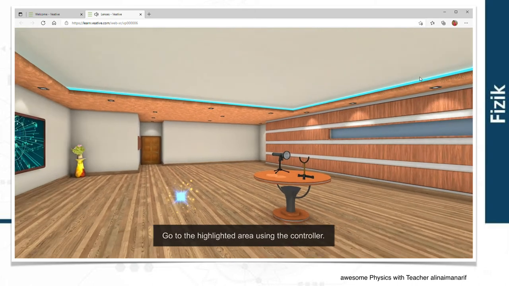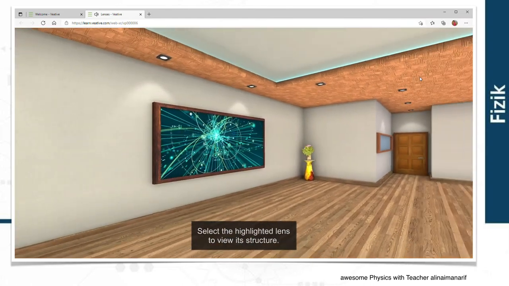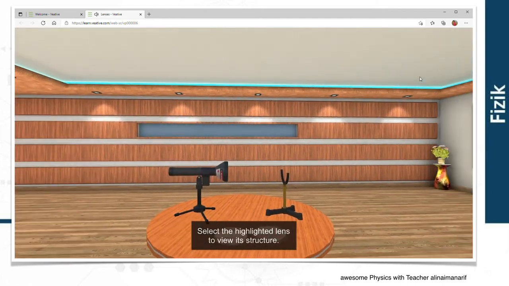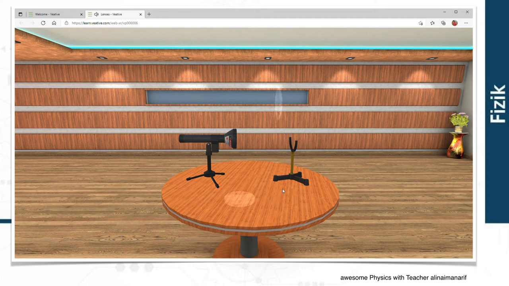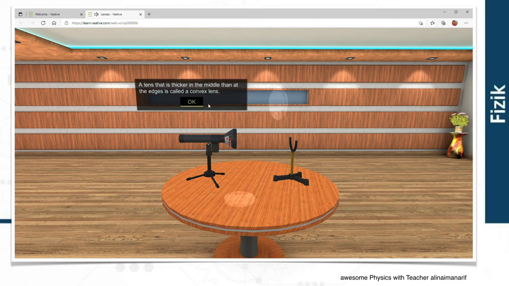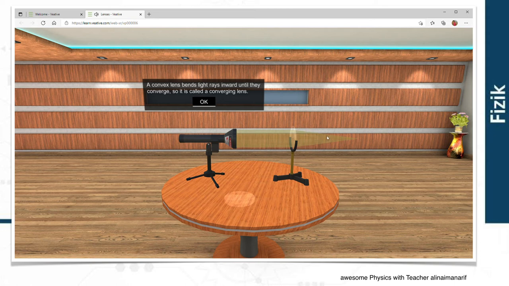First we go to the highlight area. Here on the table, you will see two types of lenses. I will click here. This lens is a convex lens. A convex lens is thicker in the middle. I will click the light source and switch on. You can see the light ray will pass through the convex lens and converge into one point. This point we call the focus point.